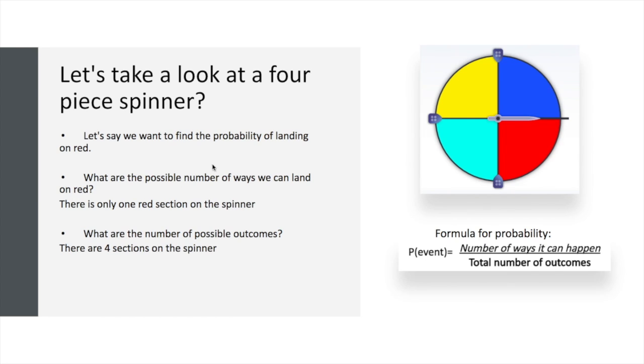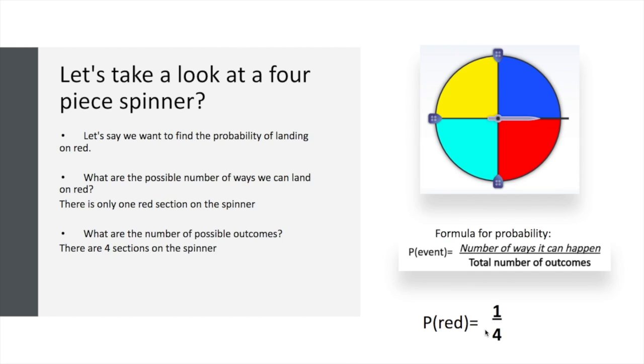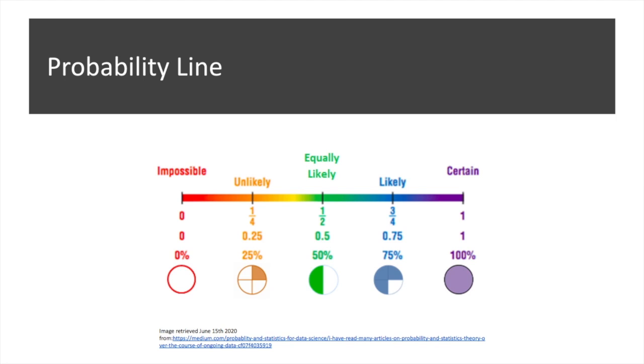We also need to think about what is the number of possible outcomes. So if we look at the spinner, we see that there are four sections, which means that there are four possible outcomes. So we can determine that the probability of landing on red equals one way it can happen over four possible outcomes. And you can see this here as a fraction, 1 over 4. That is one of the ways that we can express probability, by using fractions. We'll explore some other ways in a little bit.